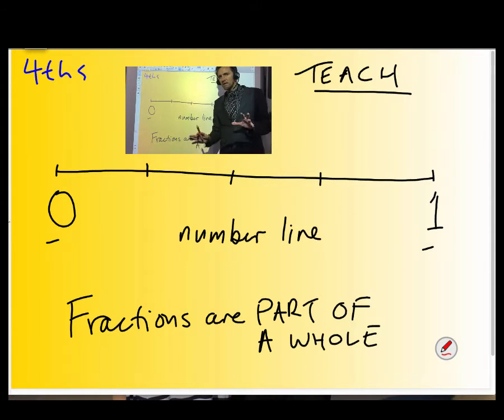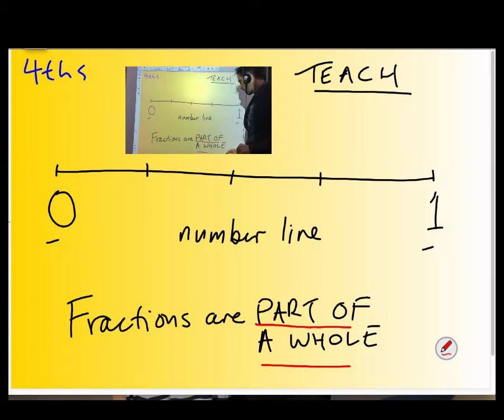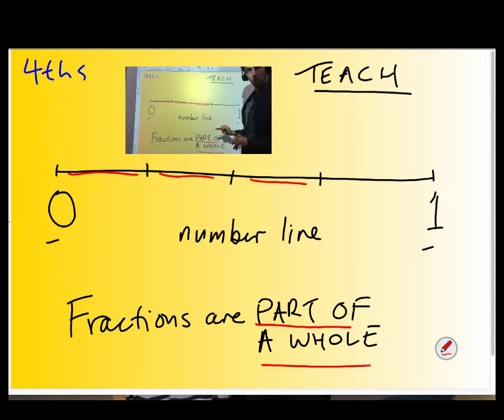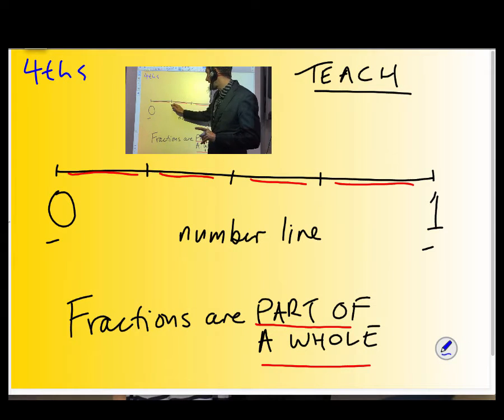Now, if you're up to this video, you should by now understand that fractions are part of a whole. And I've divided this number line up into 4 parts. Here's one of the 4 parts, here's another, and here's another, and here's another. So what we can do on this number line is this. We can say that this part is 1/4. And all of this space on the number line equals 1/4.